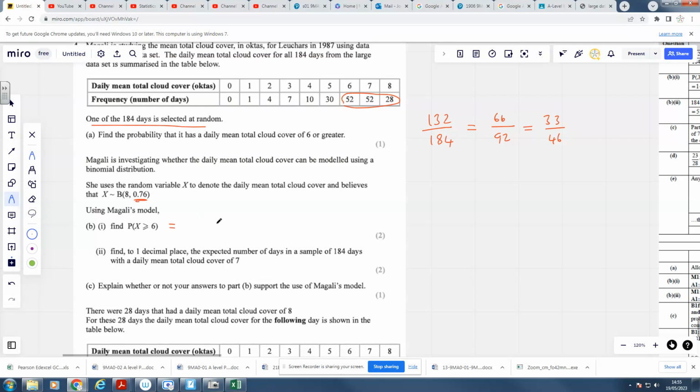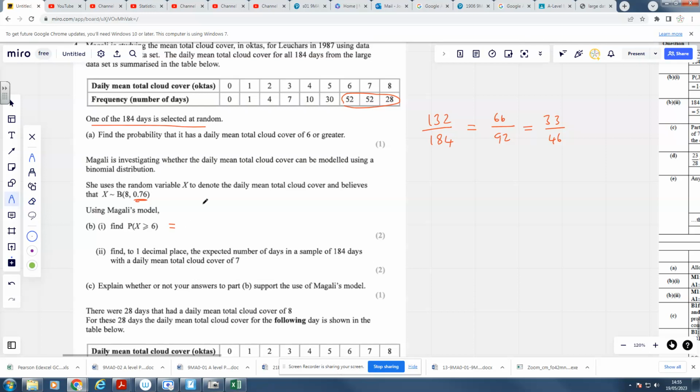Now, this is annoying because I don't think I've got a calculator which does this in front of me, because I lent mine to a student who will remain nameless. But yeah, he's got my calculator at the moment. So I'm going to have to just say what I would do.